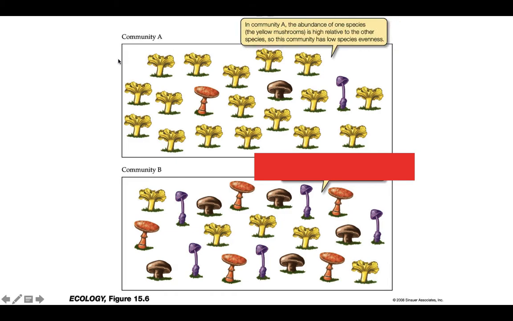Okay, this first community, right, we have a bunch of yellow mushrooms, so it has a low species evenness, but we've got 4 different mushrooms, so our species richness is 4. If you look at this one, we see 4 different mushrooms, species richness is 4, but the evenness is much better distributed. So it has a higher species evenness, and ultimately it's going to have a higher biodiversity.